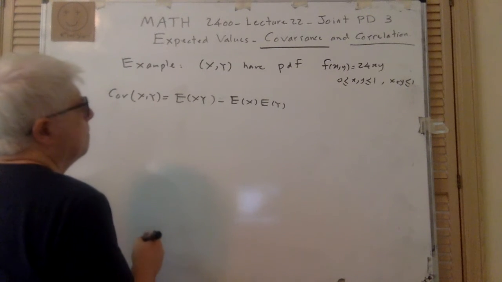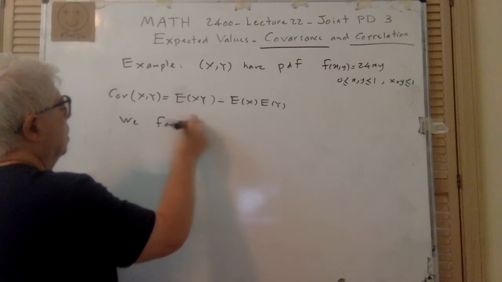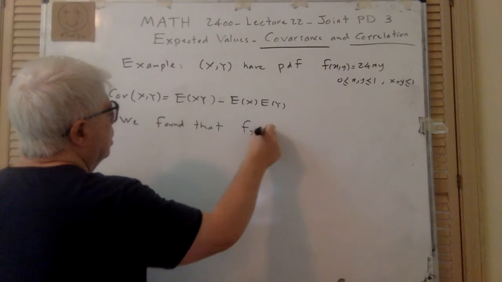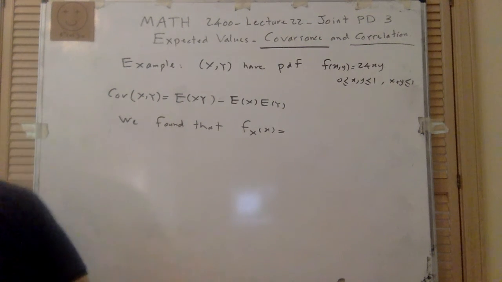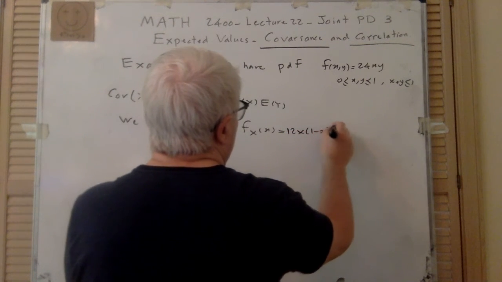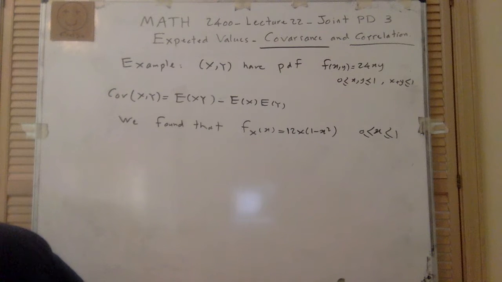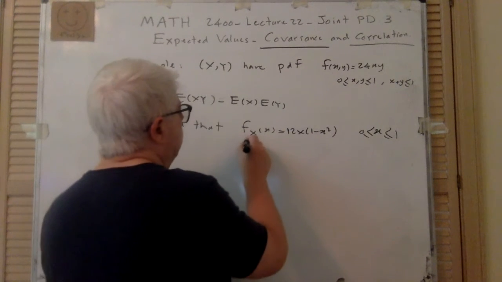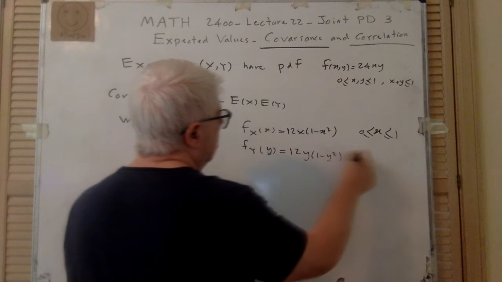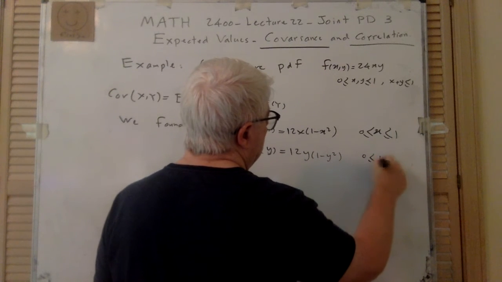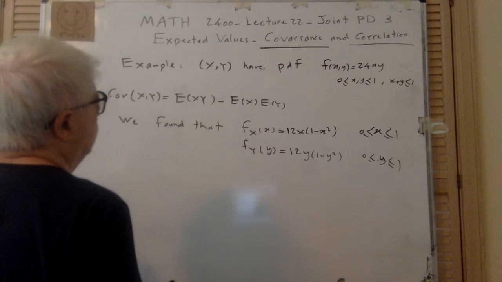Okay, so I guess we found f_X(x), I have it here, in fact it's in the book. So 12x times... and I guess the f_Y(y) was also the same, right? Not the same, similar. So we have everything ready to find E[X], E[Y], and E[XY].